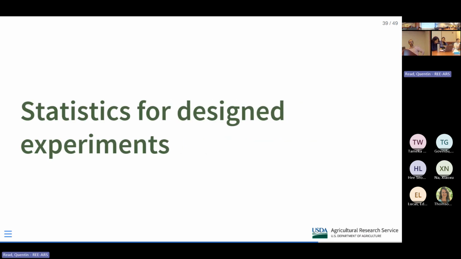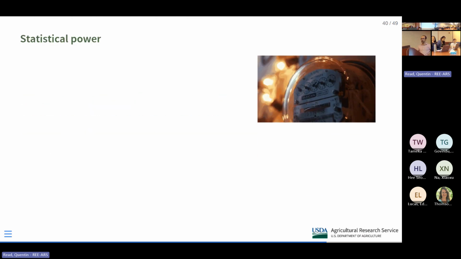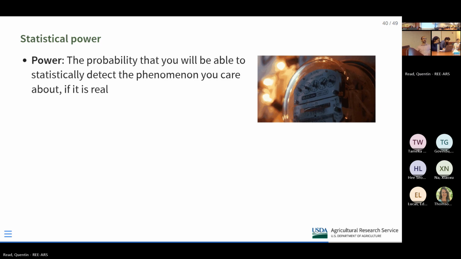So, what kind of statistics do you have to use for these designed experiments? And this is relevant to you all since these are the statistical models that I, in collaboration with you, use to analyze your data. I mentioned statistical power already, which is the probability that if there is a true effect in nature, our statistical model will be able to identify that effect. Like if you're using a p-value, the probability that we'll get a significant effect if that effect is real.